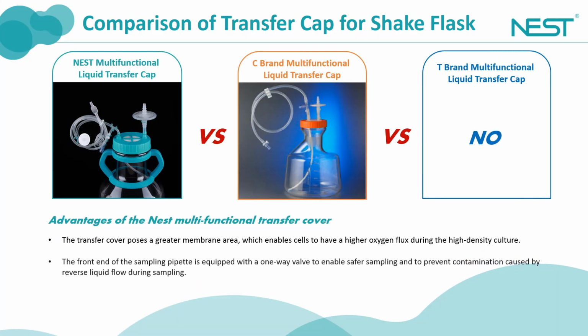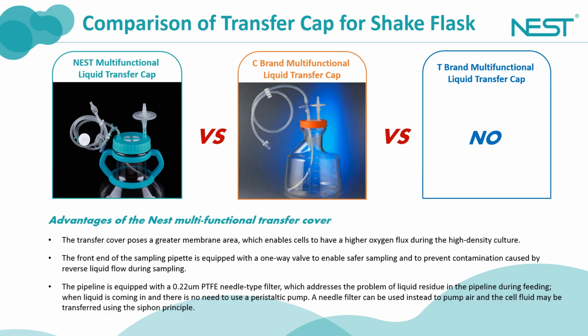Here, let's summarize the comparisons between the NEST multifunctional transfer cap and the other competitors. Brand T also offers two-way liquid transfer caps and inverted liquid transfer caps, but doesn't have multifunctional transfer caps. First of all, the membrane area of the NEST product is much larger than that of the Brand C product, enabling a denser cell culture. The NEST product is equipped with a one-way valve for sampling, while the product of Brand C only has a sampling tip instead of a sampling valve.